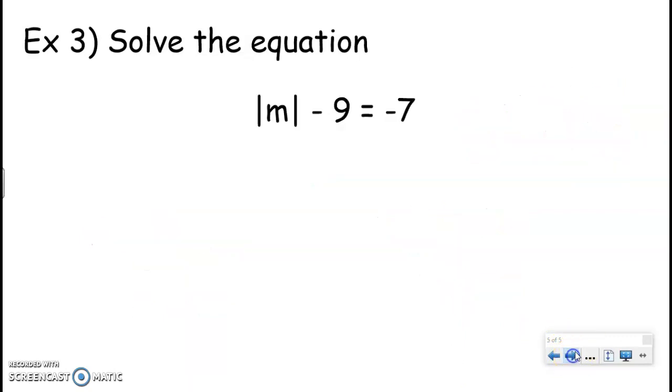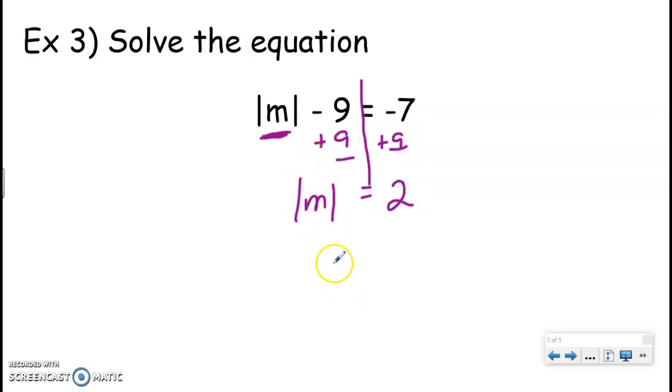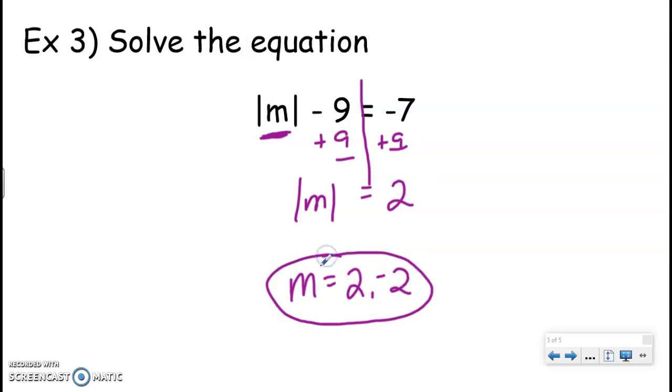Okay, last one. In this case, I need my absolute value by itself first. We're going to isolate that. So we need to do a little work up front. So I'm actually going to add 9 to both sides before I do anything else. So I get the absolute value of m equals 2. Now I can ask myself, what two numbers are 2 units from 0 on the number line? In this case, it's 2 and -2.